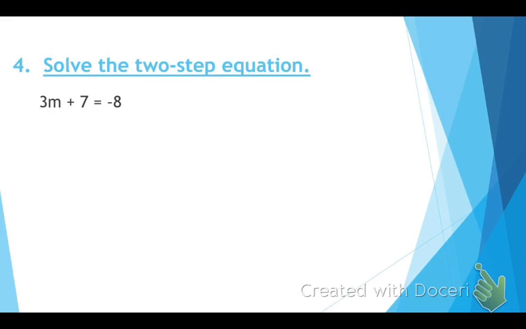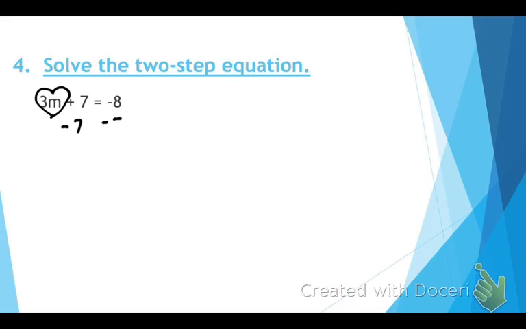Identify the variable. M. Read me from left to right what is not allowing the variable to be alone. Multiply by 3, add by 7. Of those two, these two are connected. They mean multiply, so keep it together as long as possible. How do I get rid of add by 7?